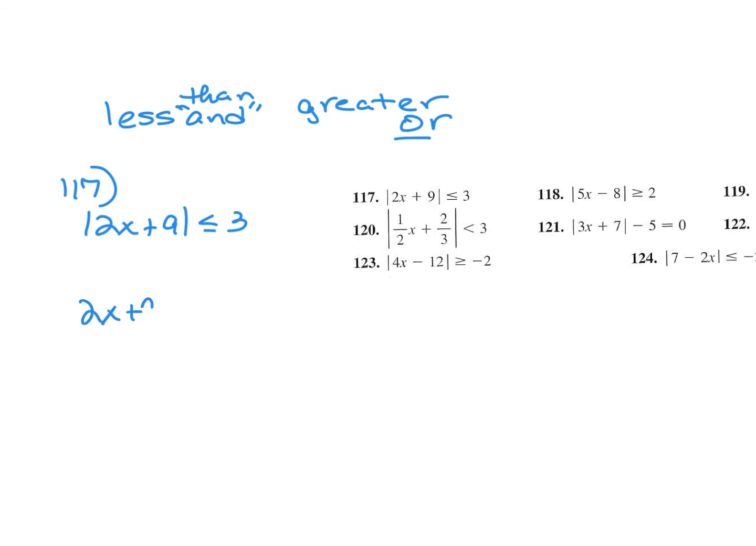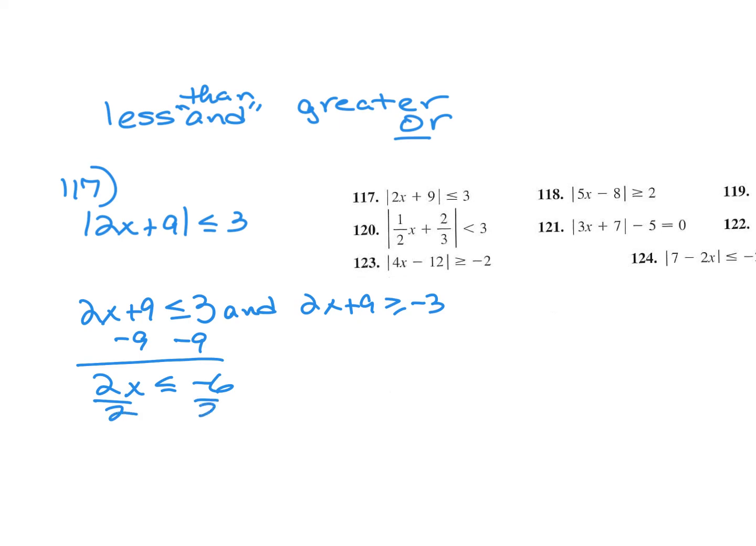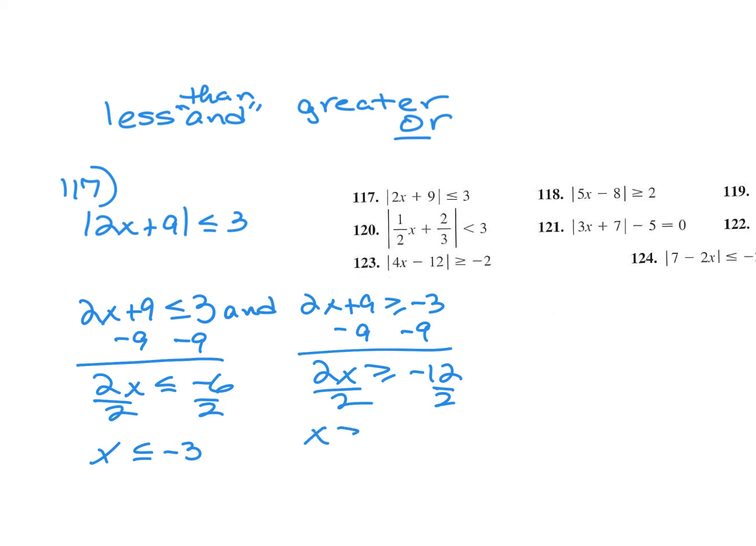So 2x plus 9 less than or equal to 3, and 2x plus 9 greater than or equal to negative 3. Flip the symbol and make it negative. Subtract 9. 2x less than or equal to -6. Divide by 2. X is less than or equal to -3. Do the same thing over here. Subtract 9, negative 12, divide by 2, x is greater than or equal to negative 6.